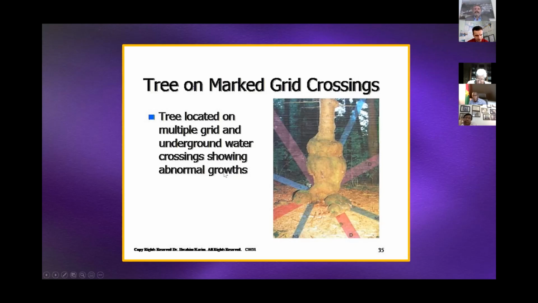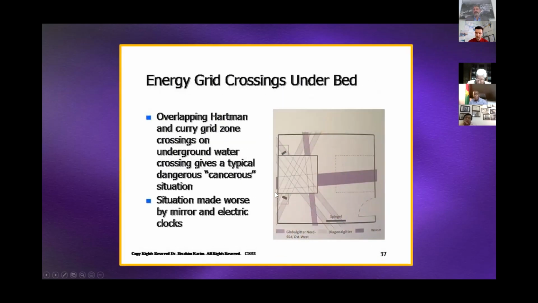These are different types. The danger is when many lines are crossing and intercrossing, you have more intense energy, which is harming. If you have 2 lines, you still can cope. If you have 4 lines or more, then it is a critical position. This is just an example of a bedroom. You can see the bed here, and in the bed some lines are crossing.